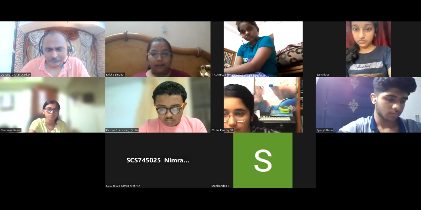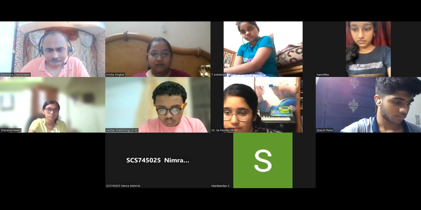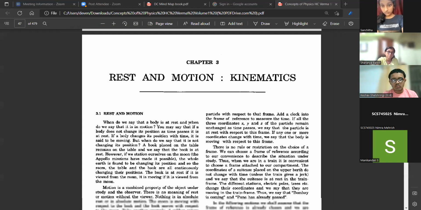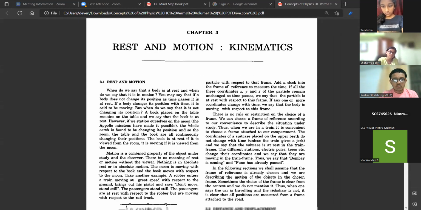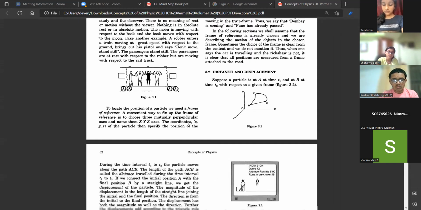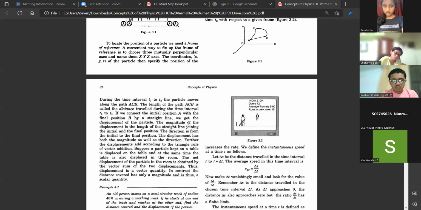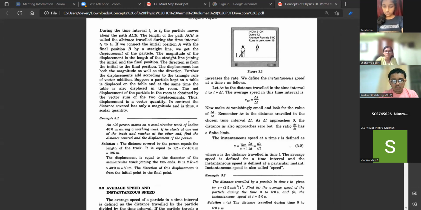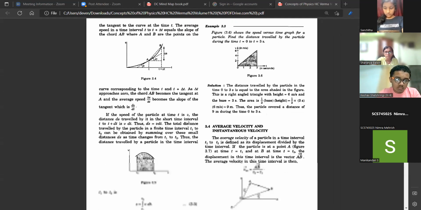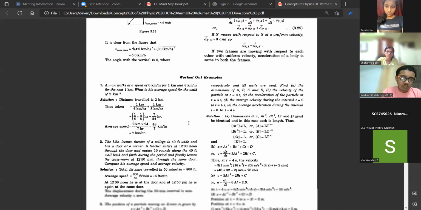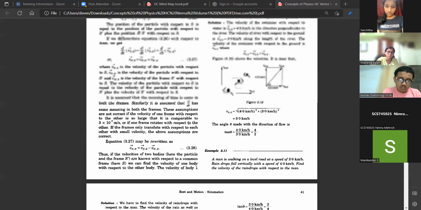I can give you different worksheets, but you already have many things to do. So let's keep it very simple and very effective. I'll show you something. This is the rest and motion chapter. You can go read it also. I will post the PDF of this entire book in the group. But my suggestion is please buy a hard copy of this book. It will be very helpful for you. We did all these average velocity topics. You can read it. Now, the questions which you need to do, please pay attention.